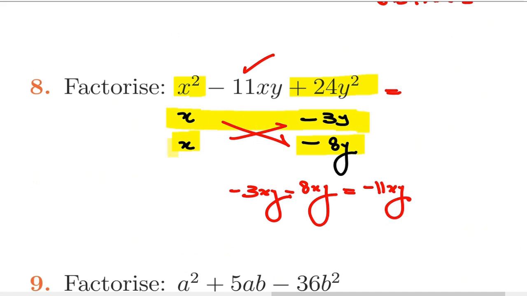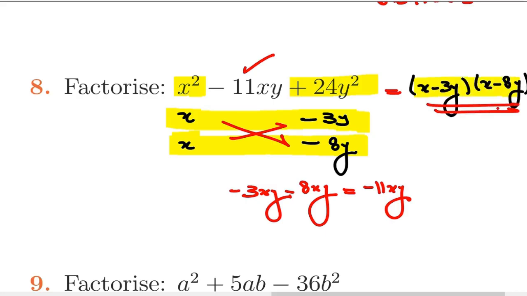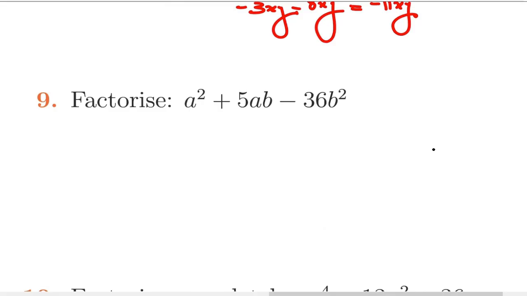So we take it horizontally, our factors. x minus 3y and x minus 8y. Okay, nice. Number 9. We split this as a and a. For this, 36 is 4 times 9, right? 4b, 9b. Since it's positive here, I give the larger coefficient a plus sign. I give the other one a minus sign.